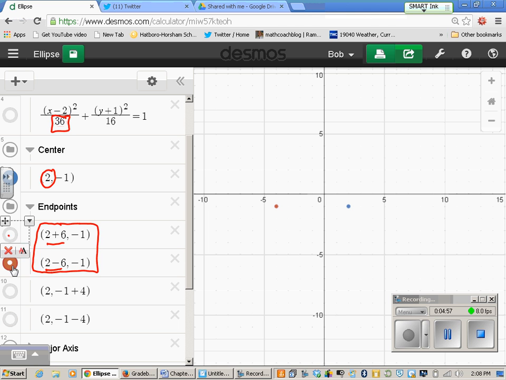And you can see both endpoints are finally there. Okay. And of course, those points are 8, -1, and -4, -1. They've now been plotted. Same deal in the other direction.